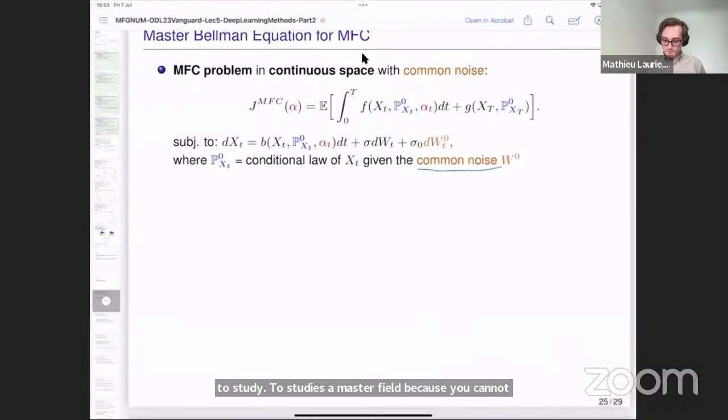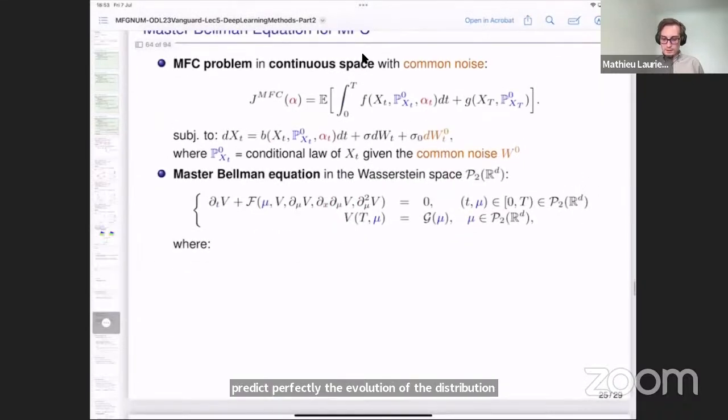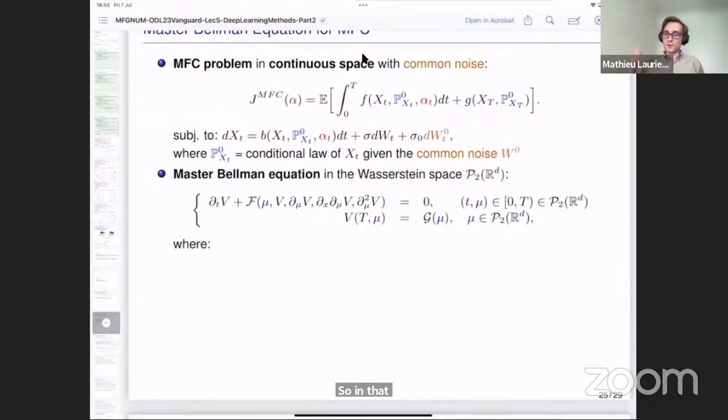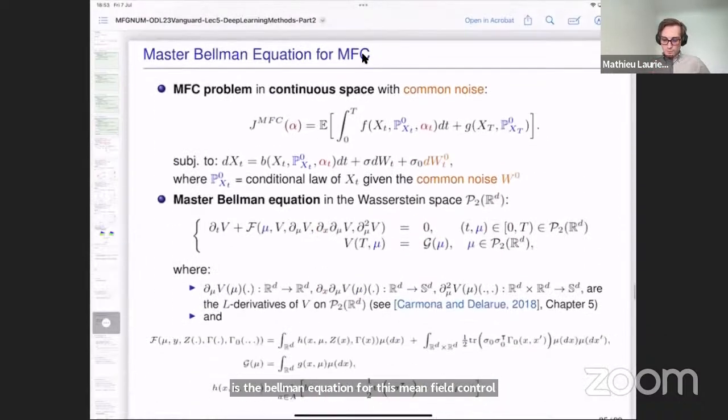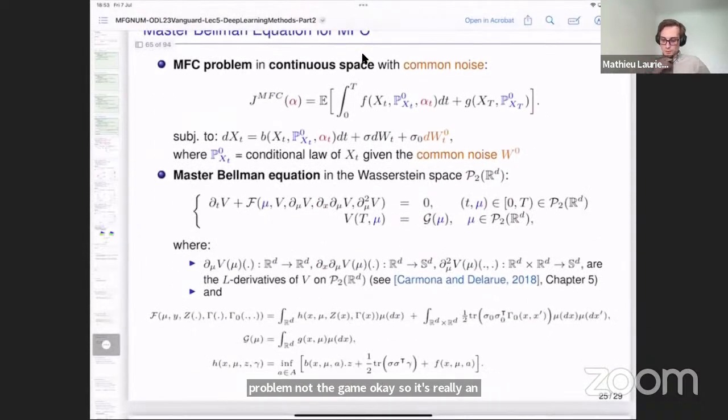evolution of the distribution. So in that case, you can write the master Bellman equation coming from dynamic programming for this value function that I mentioned several times. So here is the Bellman equation for this mean field control problem, not the game. Okay, so it's really an optimal control problem for the distribution. Below, you can find the definition of F, G, and H.